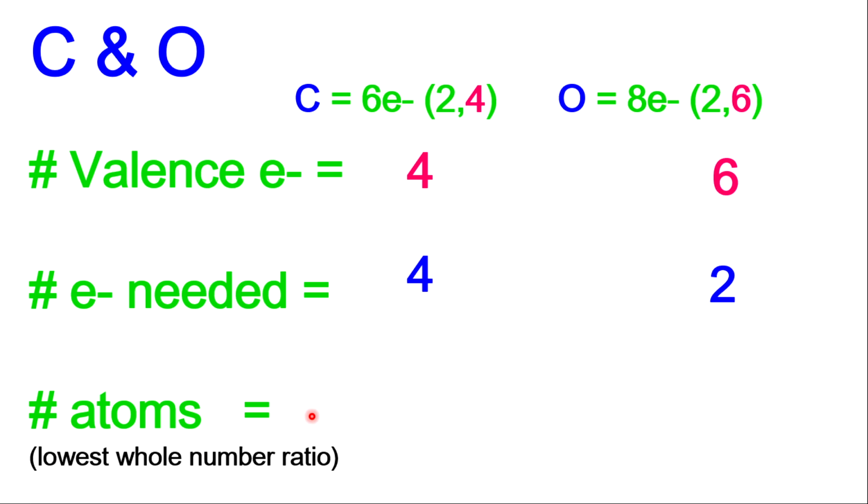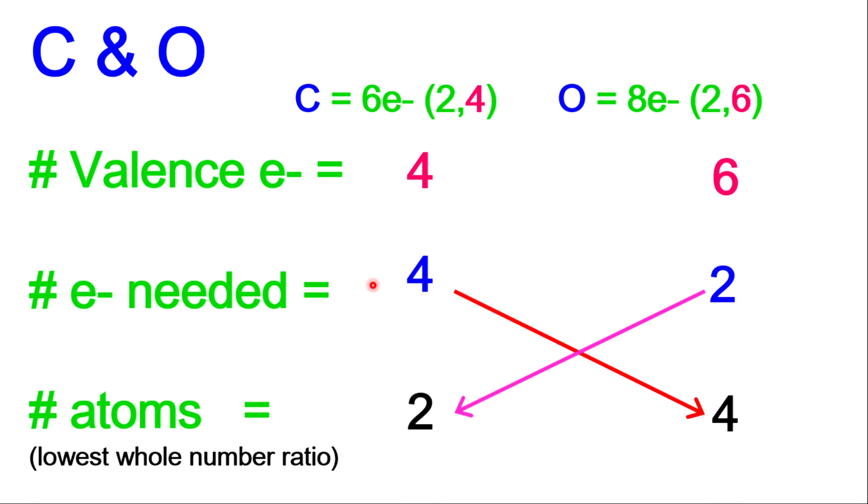Now, to get the number of atoms required, we cross multiply. And so there will be 4 and 2. So 2 for carbon when you cross multiply, and 4 for oxygen. Is this the lowest possible whole number ratio? No, because they are multiples. So what we're going to do now, we can divide both sides by 2, to make this the lowest number. 2 divided by 2 gives you 1. 4 divided by 2 gives you 2. So to make this structure, we require 1 atom of carbon and 2 atoms of oxygen.